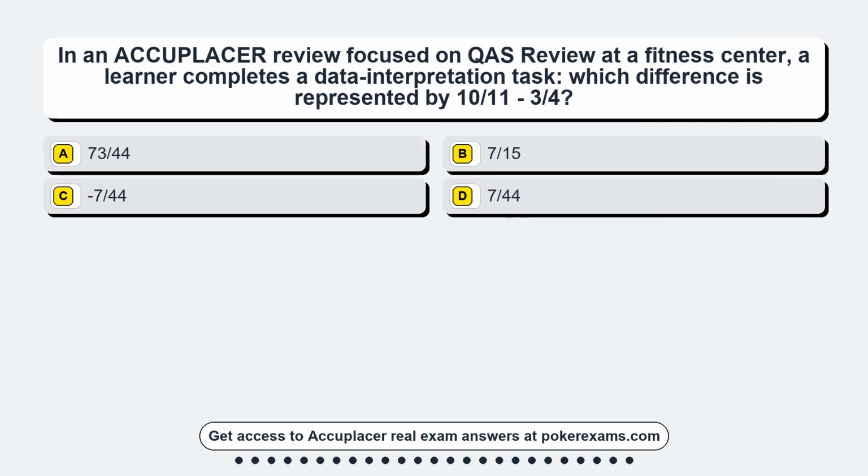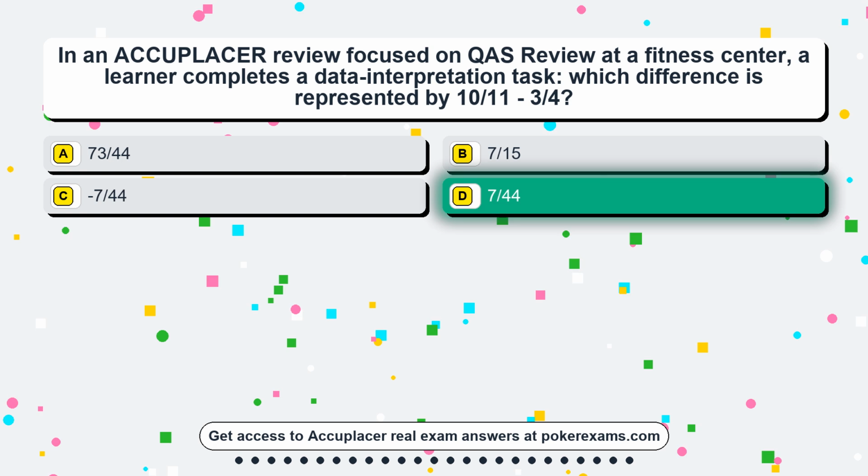Question 16. In an ACCUPLACER review focused on QAS review at a fitness center, a learner completes a data-interpretation task. Which difference is represented by 10/11 minus 3/4? Option A, 73/44. Option B, 7/15. Option C, -7/44. Option D, 7/44. The correct answer is option D, 7/44.